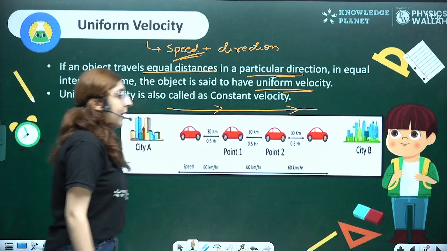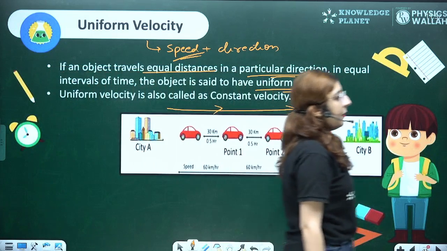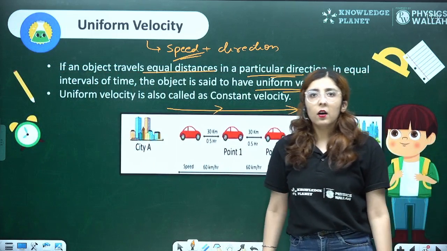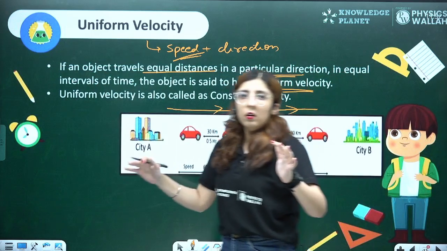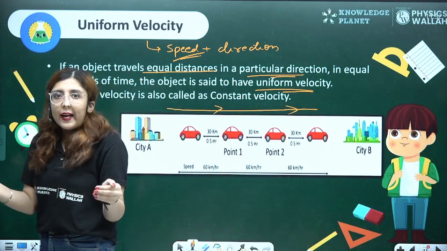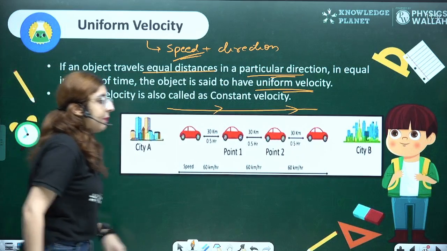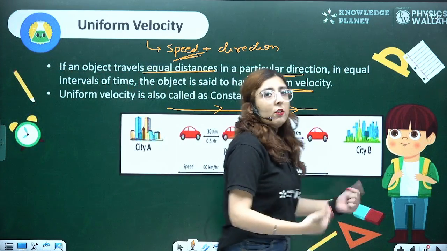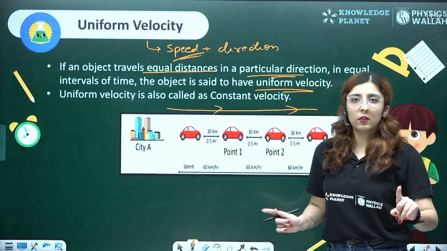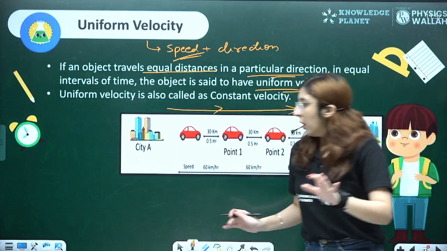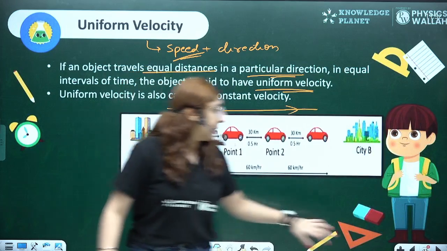Equal distance, equal interval of time, direction also the same. See, 1 meter per second, 1 meter per second, 1 meter per second. I am just stating. Or you can break it down more: 1 meter in 1 second straight line, 1 meter in 1 second straight line, and so on. Yeah, like that.